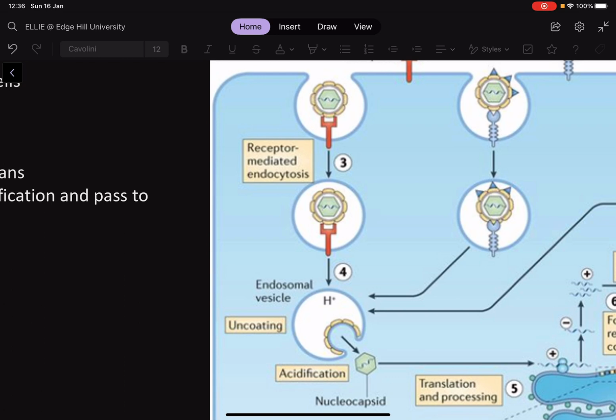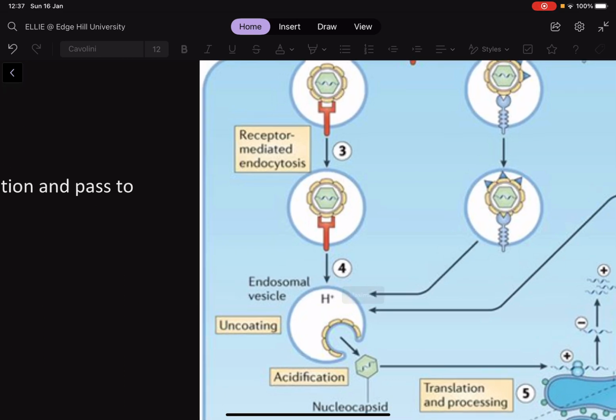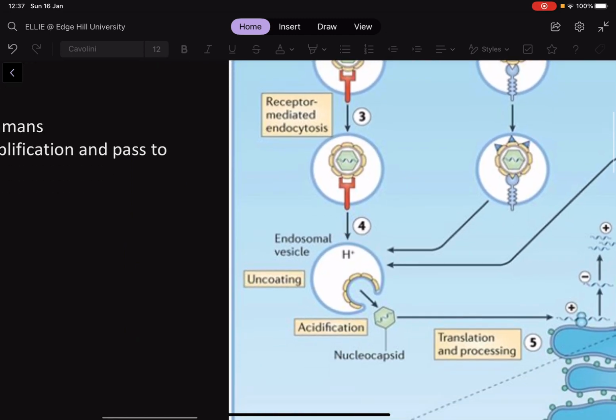Once they're in your cells, they form what's called an endosomal vesicle, which is basically just the virus particle inside an endosome. That virus particle will then undergo acidification. It's quite acidic in there, and that acidic environment will cause it to uncoat. It loses its coat.